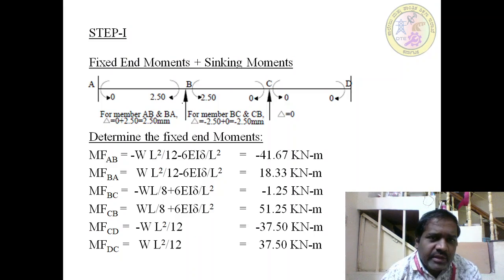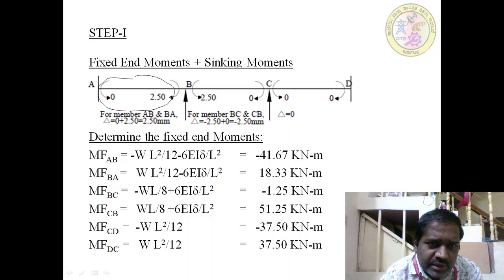So here there will be a figure. So how to calculate the delta value for the different members. For the members AB and BA, delta is 0 plus 2.5. So whatever may be the sinking, you have to add these two values. 0 plus 2.5 will affect both the members AB and BA. And what is the direction here? Direction is very important. The direction is clockwise, that's why plus 2.5. So 2.5 mm will be the delta value.